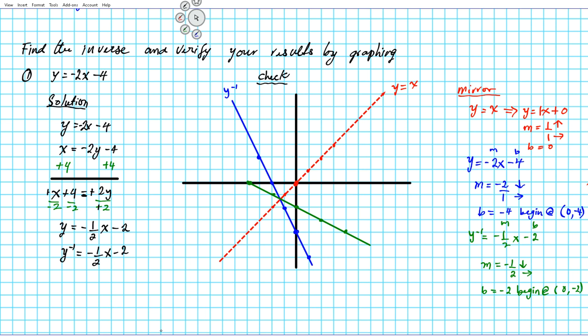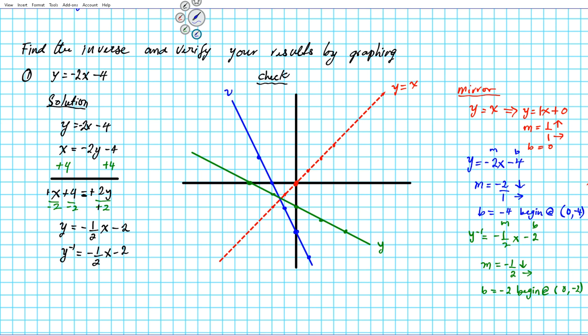Okay, you notice that all three lines intersect. That's one thing that should always happen. They always intersect at a point. The function, the inverse, and the mirror line, y equals x, should always intersect at a point. And they should be y and y inverse. Oh, I called that y inverse. That's not y inverse. The blue one is y.